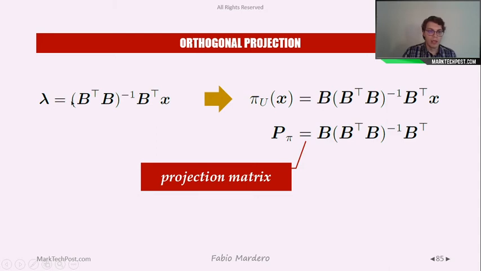So lambda is this. Remember that pi of x is b times lambda, and here we have lambda and this is b. But what is pi of x expressed with the projection matrix? Well, it is the projection matrix times x. So here we simply delete the x vector and we can express the projection matrix.